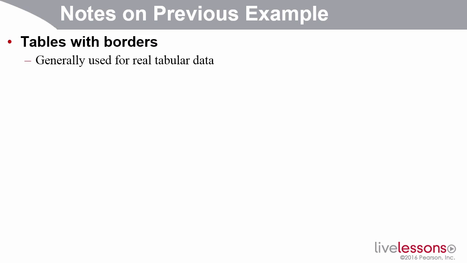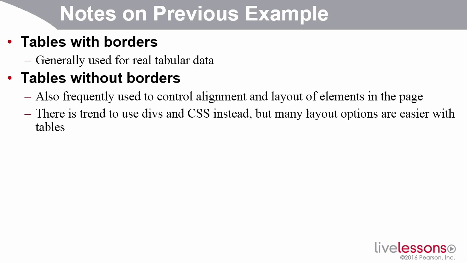Now, some notes on this example. Tables with borders are typically used when you're actually presenting a table of information, tabular data, to the end user. But tables without borders are also widely used. One thing that they're used for is to control the alignment and the layout of elements in the page. For example, it's very common when you have an HTML form where you're collecting input from the user, we'll get to that later, and you have, say, a prompt, enter your first name, and then a text field where the user enters their first name.